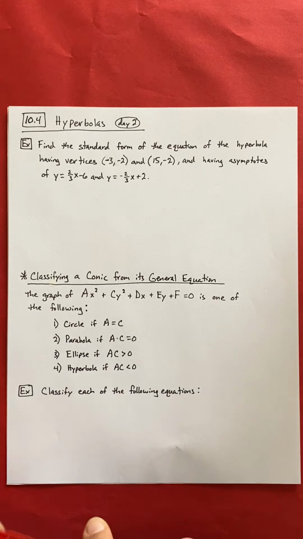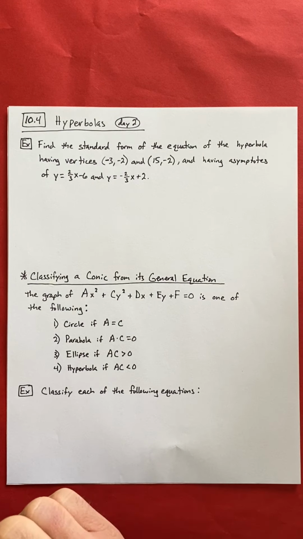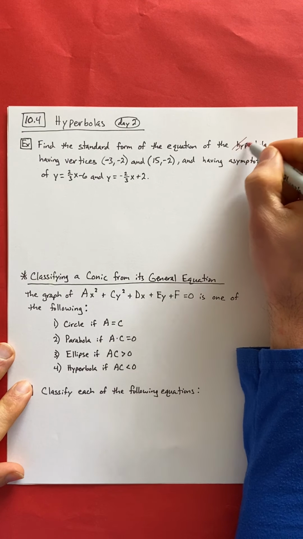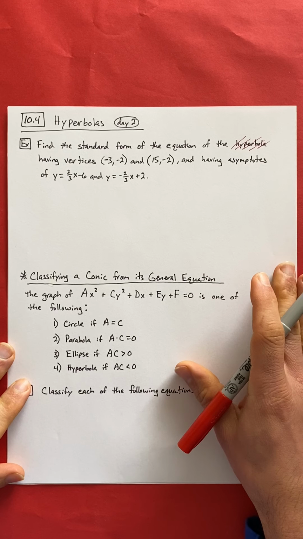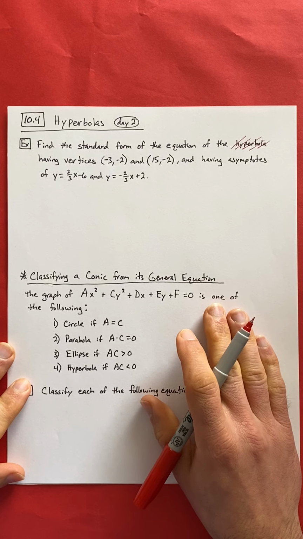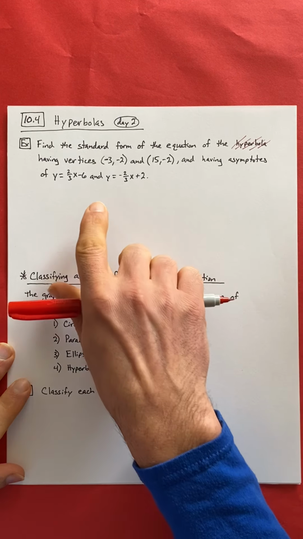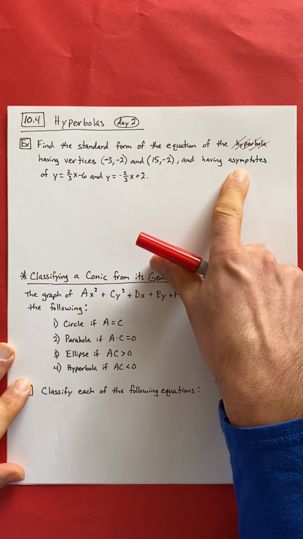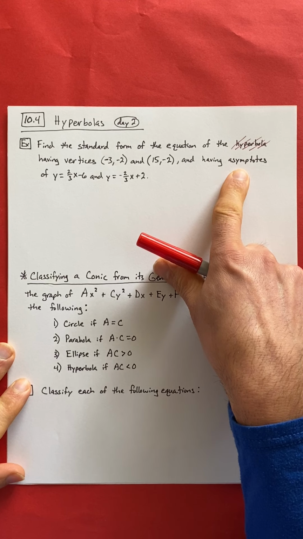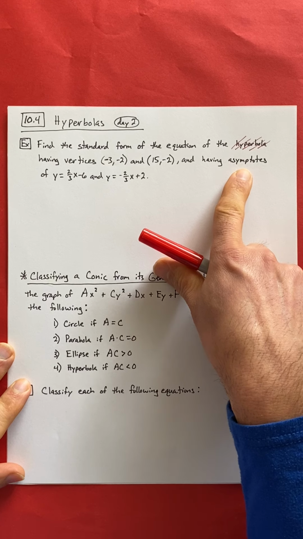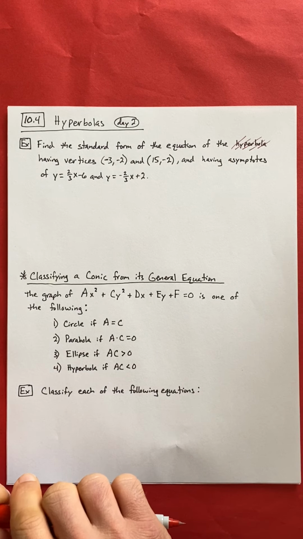So again, like I kind of did yesterday, if I took the word hyperbola out of this, would you be able to tell that that's a hyperbola? Hopefully you would say yes as of now, because the only thing that we have that has asymptotes in it are the hyperbolas. So the fact that it says asymptotes tells me, yep, this is definitely a hyperbola.